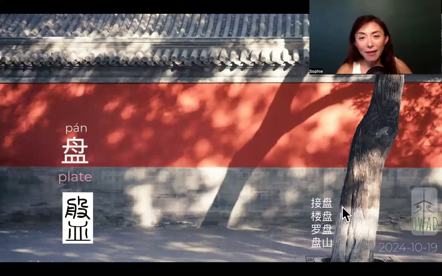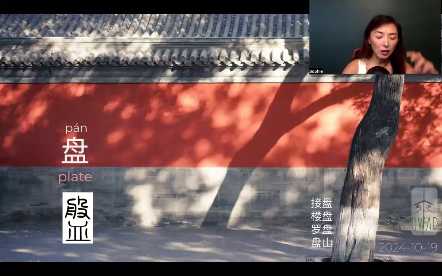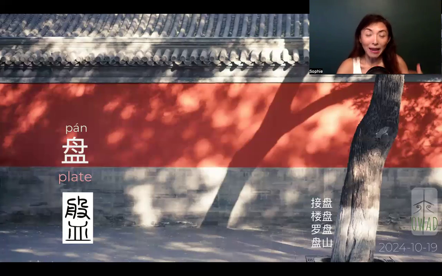接盘 can be used in the stock market, meaning you buy some stock which is already overvalued, you buy at a high price, and you take over. 接 means you get it, you take it, and the 盘 in this case would be a particular security or stock.